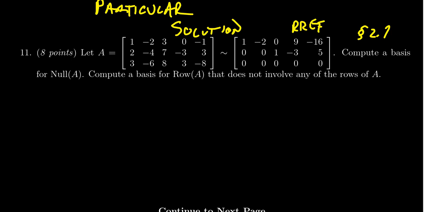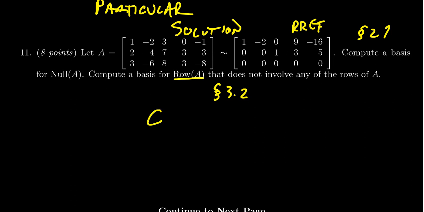Now, what else could you be asked to compute? One question, like you see on the screen right now, is you might be asked to compute a basis for the row space of A. The row space of A was introduced in section 3.2, and you were taught how to construct a basis for it. That had to do with finding the pivot positions, the pivot rows, in the echelon form. Grabbing the pivot rows of the echelon form gives you a basis for the row space.